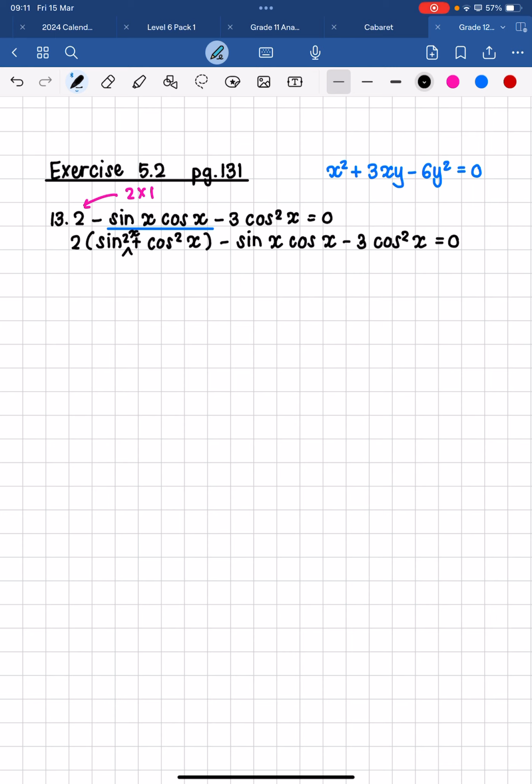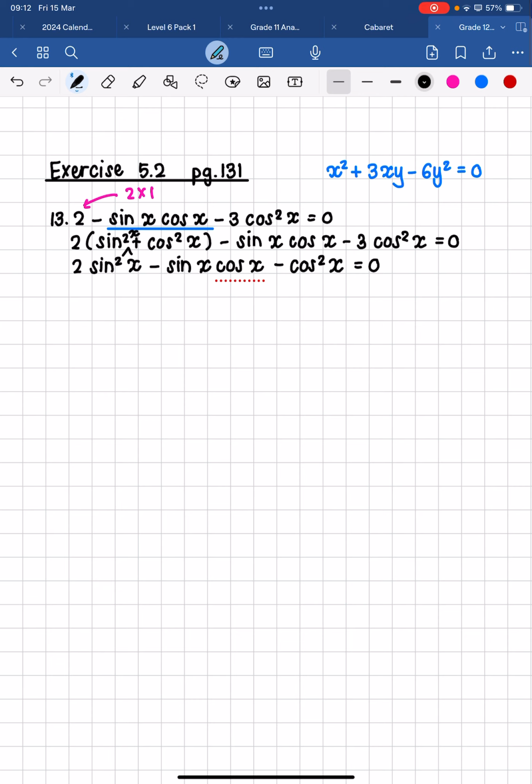All right, I'm going to do the multiplying out and the simplifying in one step. So can we visualize that? If I multiply the 2 in, I'm going to get 2 sine squared x, right? But then I'm also going to get 2 cos squared x, which I must then minus 3 cos squared x from. So what's that going to give me? 2 cos squared x minus 3 cos squared x is going to be negative 1 cos squared x, right? So I'm going to have my minus sine x cos x minus cos squared x equals 0.